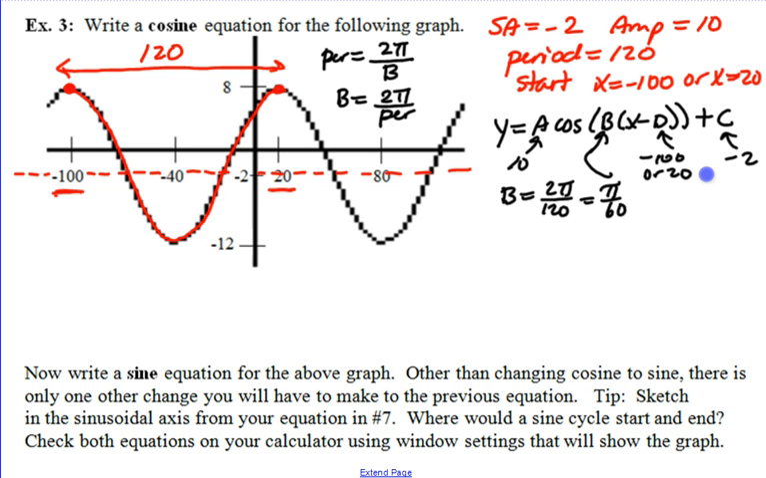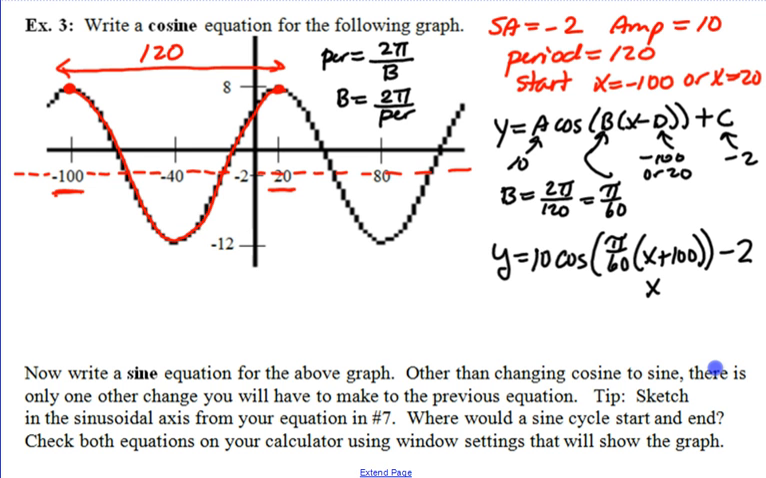So finally writing the entire equation, y equals 10 cosine times pi over 60. Now, when I say that d is -100, that means I'm saying x minus the -100, or x plus 100, to shift it to the left 100. Or I could say x minus 20 to shift it to the right. Either one of those is a correct equation.